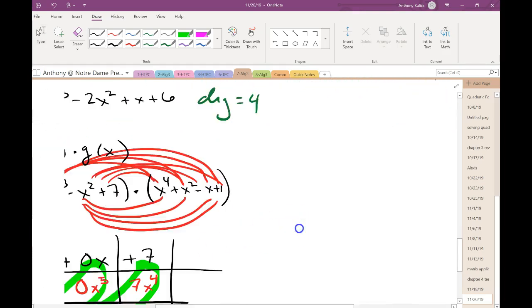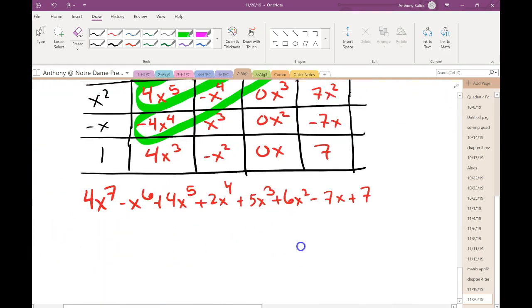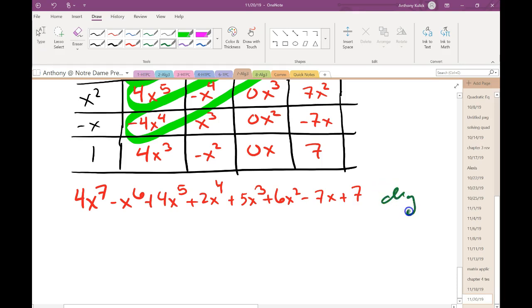Let's look at the multiplication now. So what's the degree here for our answer? It's degree 7. How does 7 relate to the degrees of f and g? What happened? How is 7 related to the degree of f and the degree of g? So the degree of f was 3, the degree of g was 4. It's added together.